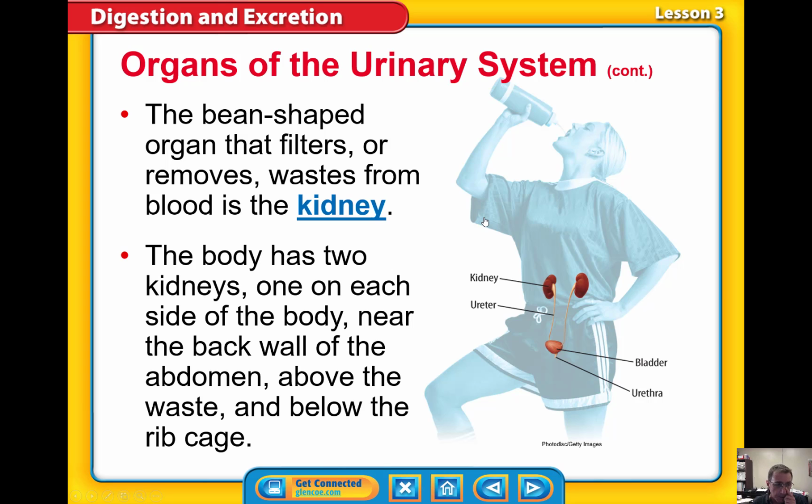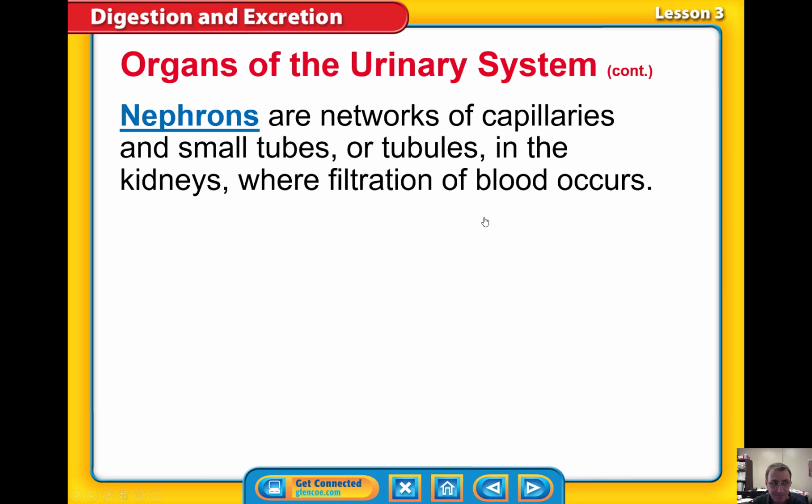The body has two kidneys, one on each side of the body, near the back wall of the abdomen. So that's your lower part of your torso, above the waist and below the rib cage. So you find your ribs, go around to the back, and just below those in the back would be where your kidneys are, generally speaking.